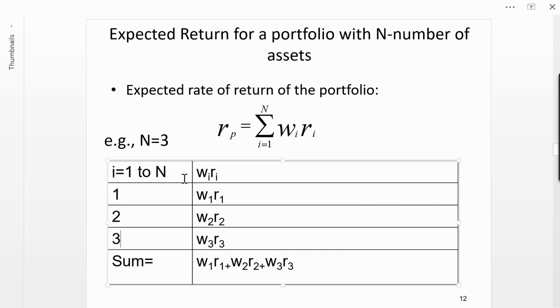So I'd set i equal to 1 and then plug my formula in, w_1 r_1. So it's the weight of the first asset times the return of the first asset. Set my i to 2 and plug in w_i r_i, the weight of the second, and so on. And then since this is a summation, we're just going to sum up these 3 values.